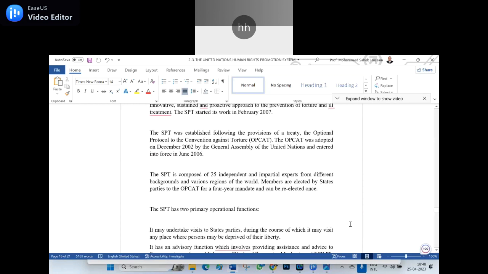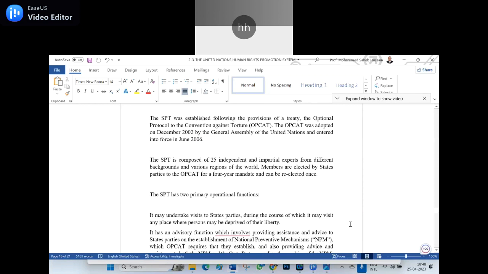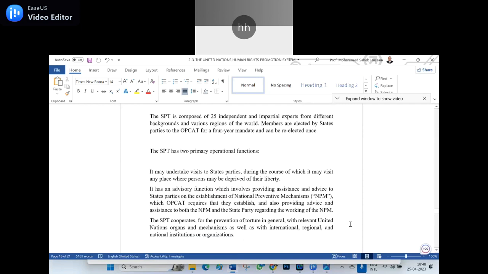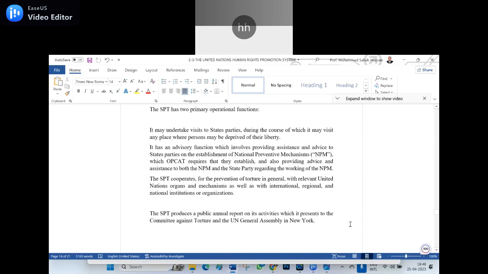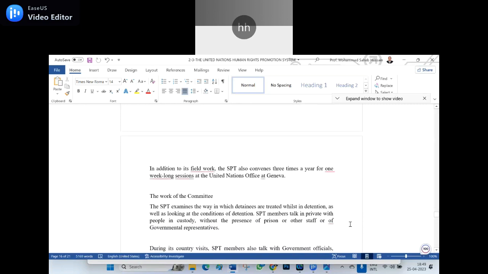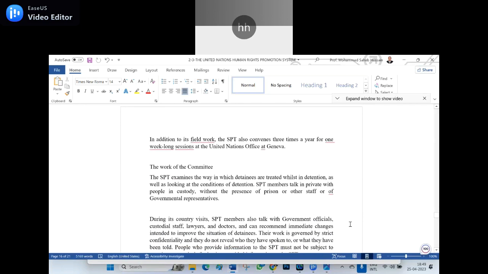The SPT has 2 primary operations. The advisory function involves providing assistance and advice to states parties to establish a national preventive mechanism, and under OPCAT it advises the state party regarding the working of the NPM, the national preventive mechanism. The SPT produces a public annual report on its activities, which it presents to the Committee Against Torture and the UN General Assembly in New York. So the committee will also give advice.